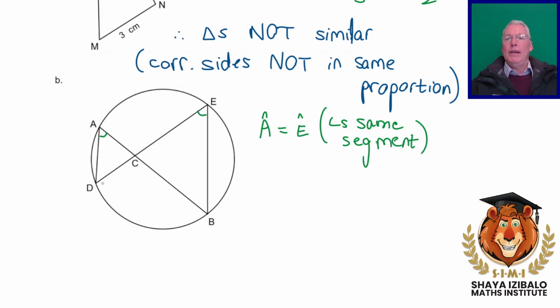Okay. Similarly, angle D is equal to angle B. So these two are equal. And the reason for that again is angles in the same segment. Angle D equals angle B, angles same segment.